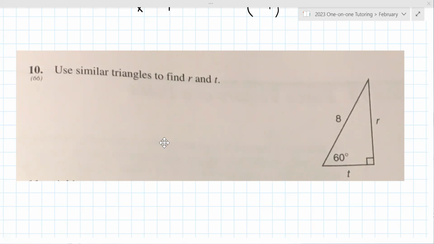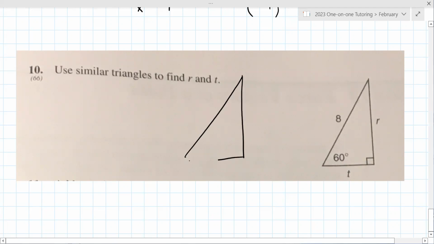Okay, so the main thing here is to know how to draw the reference triangle on a 30, 60, 90. So you start with the 30 degree, and I'm drawing the 30 degree in the same place that your 30 degree would be, and the short leg is called x. And the hypotenuse is always double x. So your short leg doubled is the hypotenuse, and then the long leg is x root 3. This is the long leg.